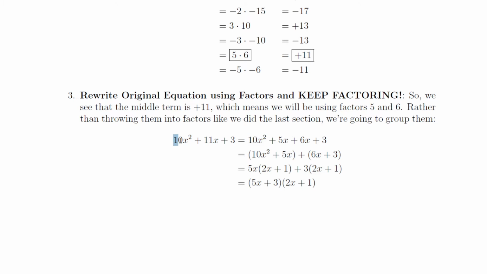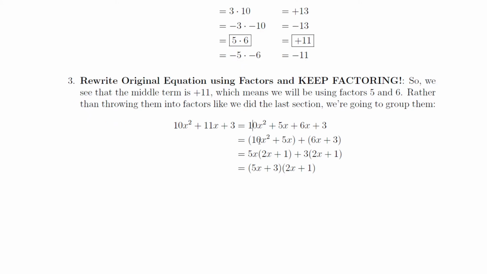We change 10x squared plus 11x plus 3 into 10x squared plus 5x plus 6x plus 3. Notice if I were to add these up, this right here would equal this 11. All I'm doing is separating them into two separate pieces. And like we did in the last section, if you put brackets around the first two terms and the last two terms, you can then factor again. So the common factor you're pulling out of both of these pieces is 5 times x. So the 5x gets pulled out, and then I multiply by whatever's left.